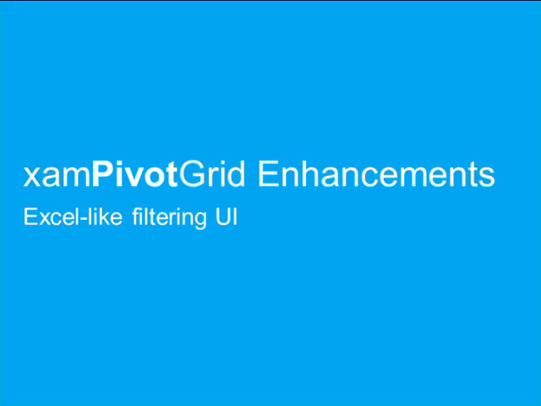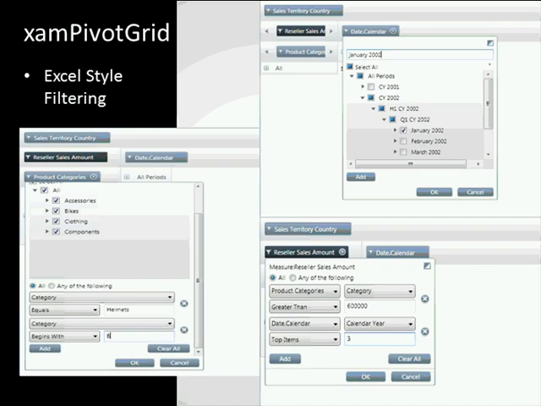Okay, next thing I want to talk about is the xamPivot grid. The xamPivot grid, we gave it Excel style filtering. So basically what this does is, as you can see from these screenshots, when you apply a filter, normally before you just had the tree-like filter to choose what you want to see and what you don't want to see. Well, now you can actually add a number of criteria to that algorithm that says, hey, I want to see the category that equals this, or begins with B, or starts with L, or a number of operands that you can apply to that filter.